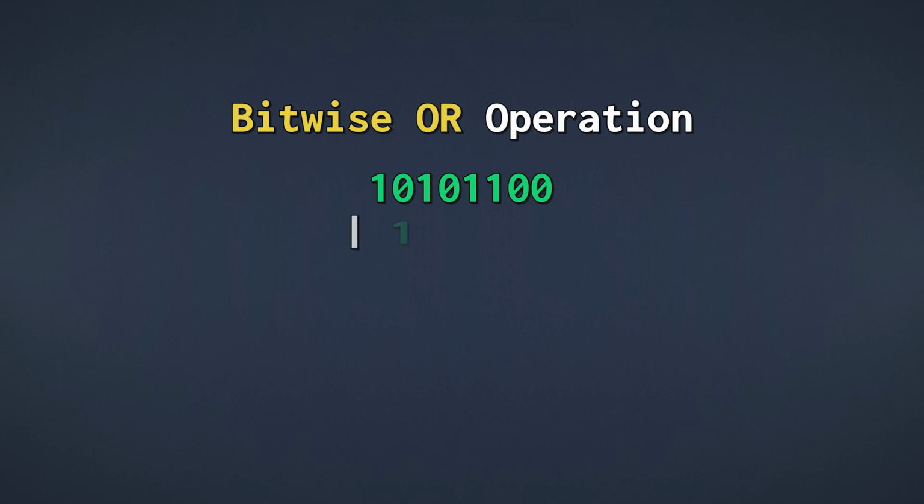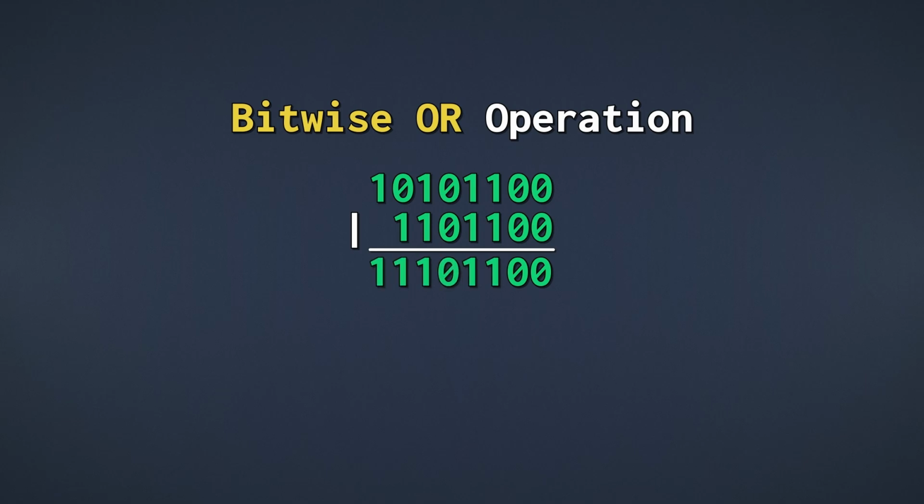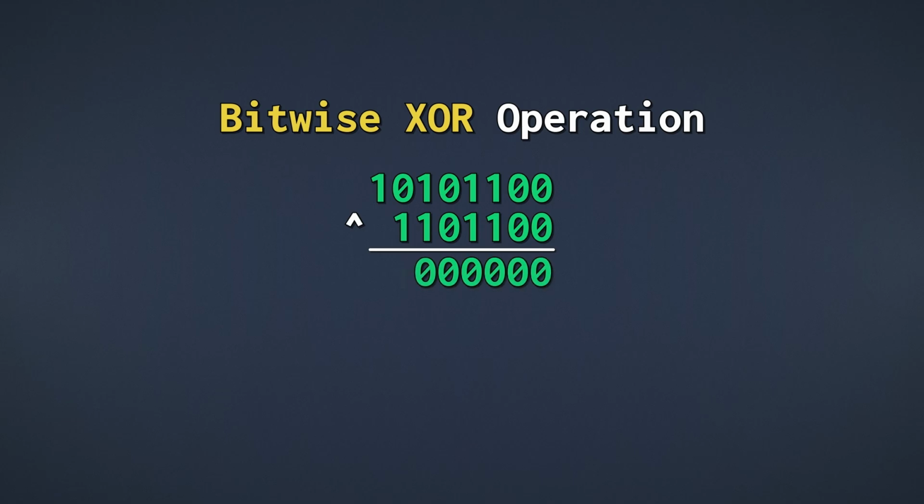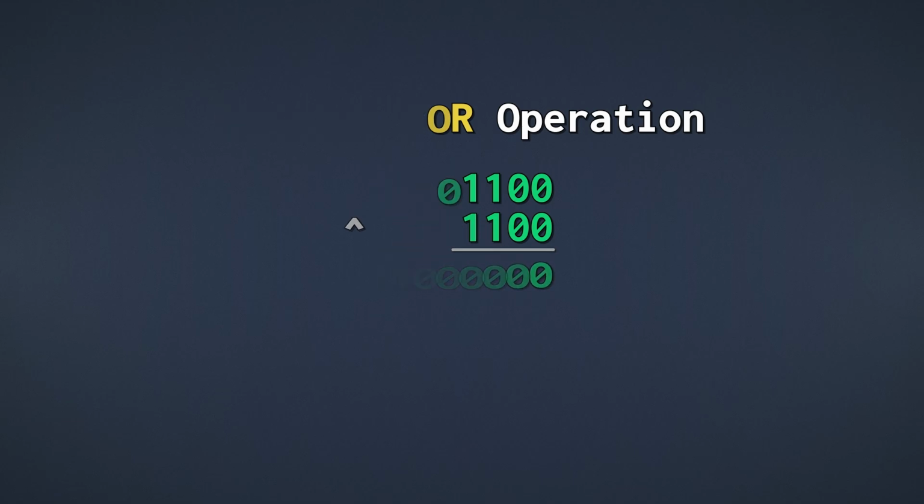Next is the OR operation. Here, each column results in a 1 if the top or the bottom digit is a 1. This one's useful to set specific bits in an existing binary number, or to merge the bits of two binary numbers together. Then we also have the XOR operator, the exclusive OR. This one is like the OR operator, however it results in a 1 if either the top or the bottom digit is a 1, but not both. Almost the same, but slightly different.